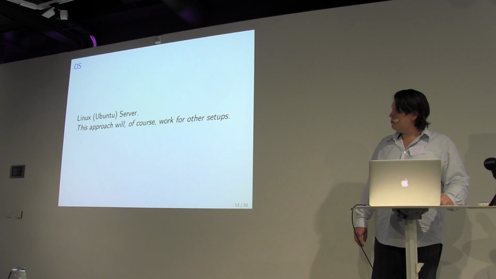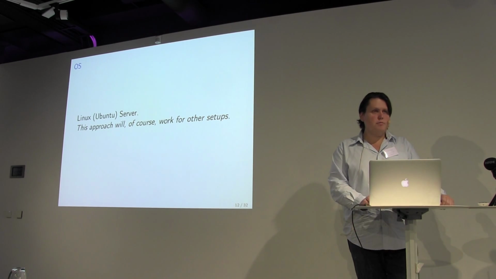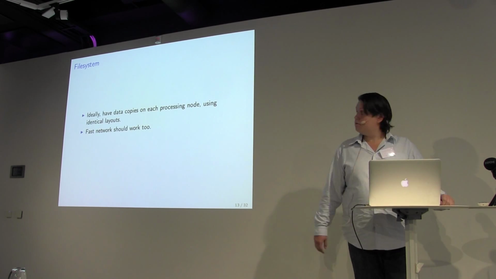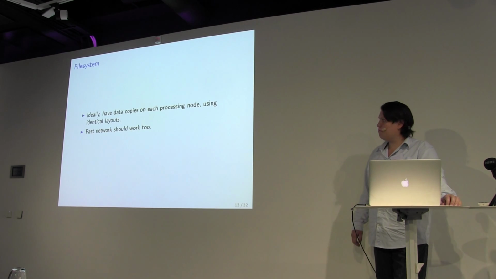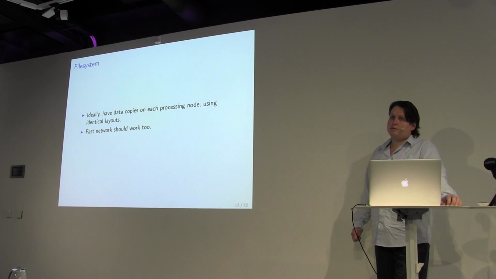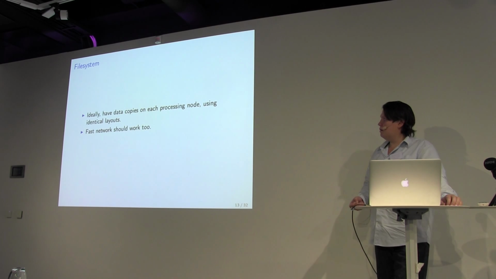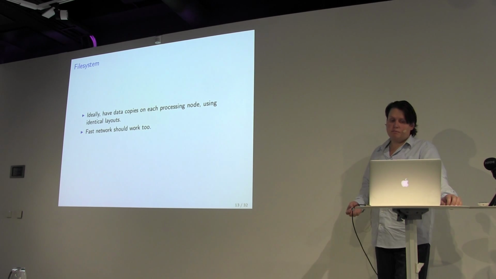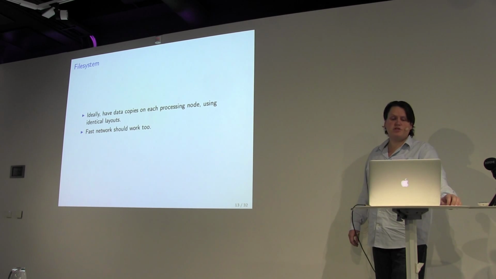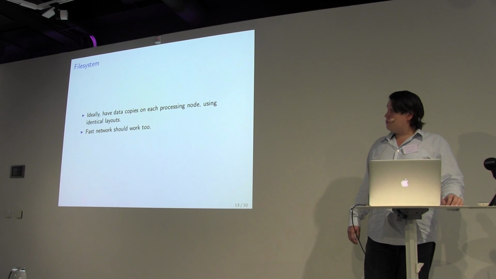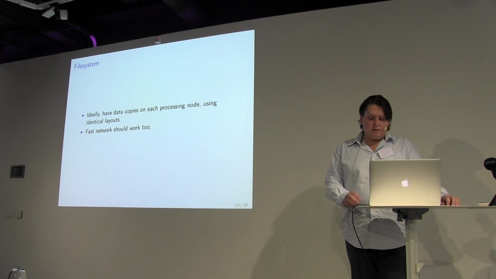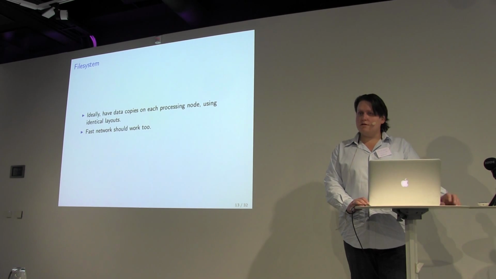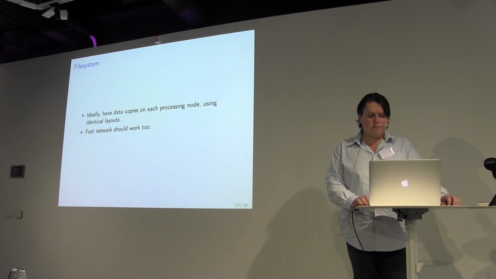So we are running on Linux. This will work for other POSIX systems. As for the file system, the simplest approach, since we are exploring the data, is just to have copies on all the nodes, on all the machines that you have, using an identical layout. But if you have a fast network, that's okay too. This will work. You can use SSHFS or just stream the data over the network. That's not a problem.